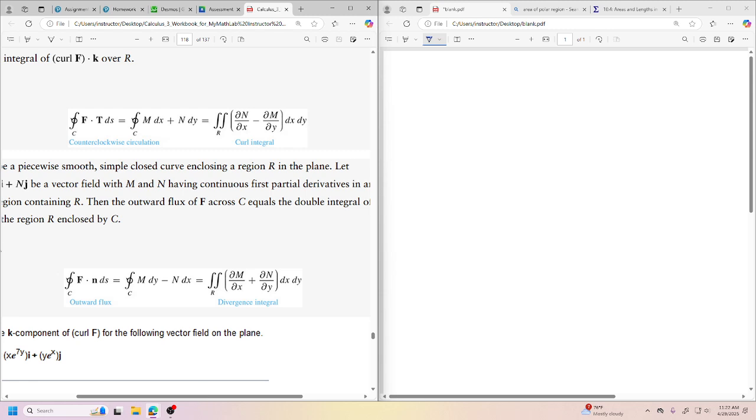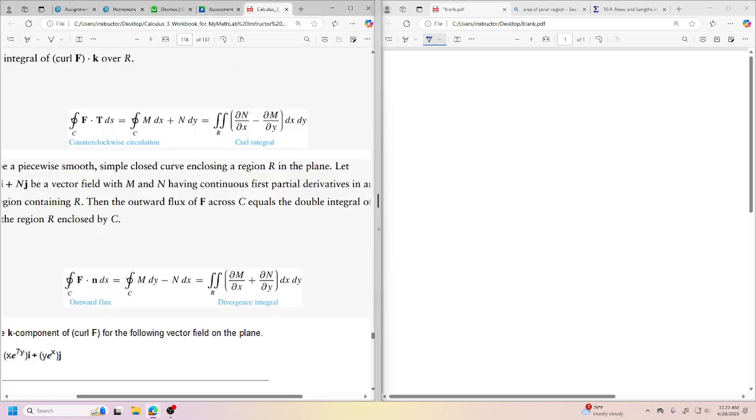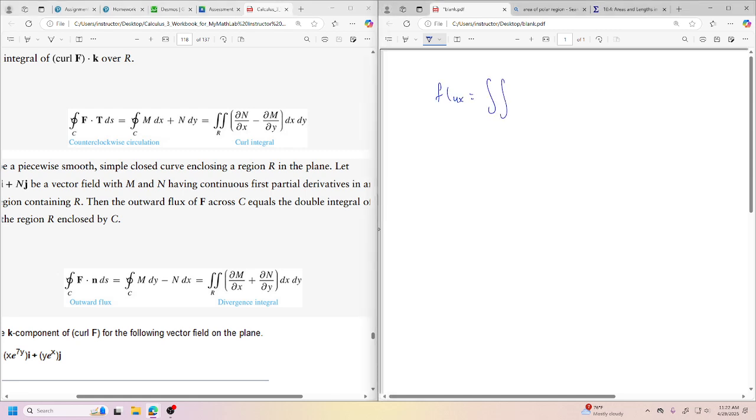We got the flux and we got the circulation. When I go back to the homework, let's make sure they want flux first. So I'm going to write that one down first. Flux first. So here we go. The flux is the double integral of M dx plus N dy, dA. And then the circulation is the other guy, N dx minus M dy, dA. I love when it's two-dimensional. Look how easy this is.